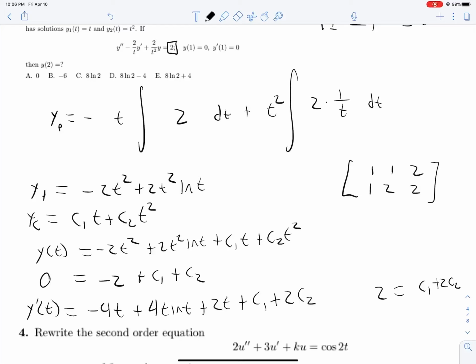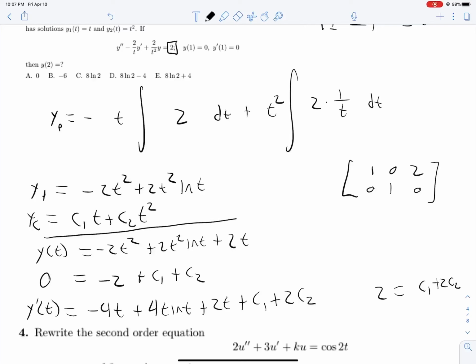And so solving this, if we subtract row 1 from row 2, we'll get 0, 1, 0, 0. So c1 is equal to 2, c2 is equal to 0. So coming back to our y of t that we have here, c1 is 2, and c2 is gone.